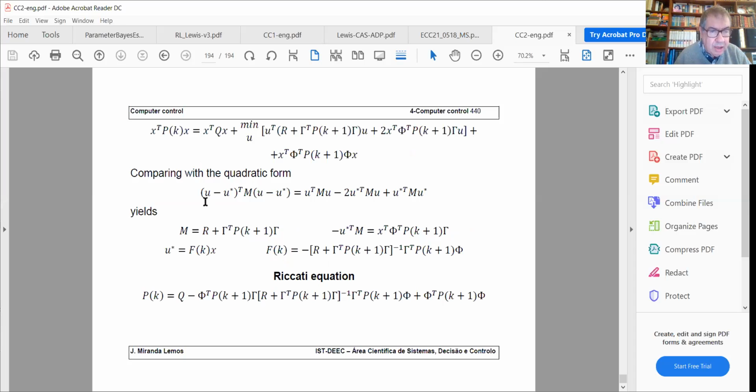Suppose that you have some generic quadratic form (u minus u star) transposed times some generic matrix M times (u minus u star), where u star is a constant. The minimum is clearly at u equal to u star. See how this develops when you expand this product for some matrix. You do all the multiplications and you get what is here: u transpose M u minus 2 u transpose M u star plus u star transposed M u star.